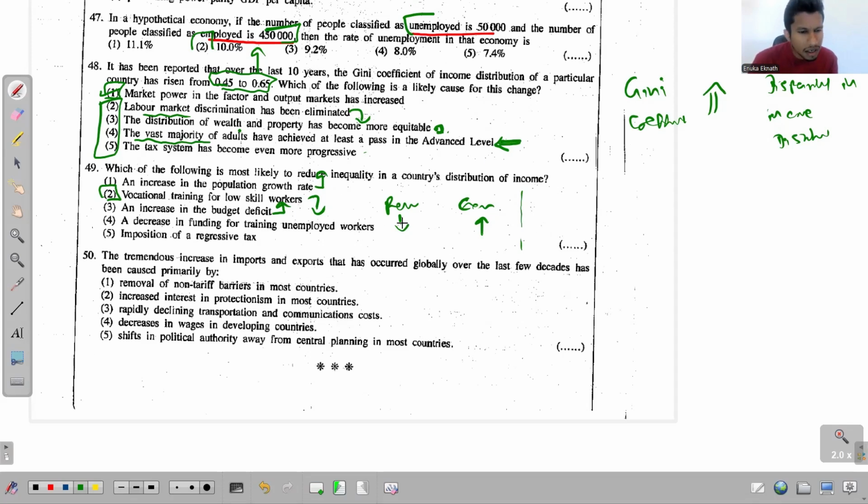Sorry, this one says decrease in funding for training unemployed workers. That is, unemployed workers. Simply the opposite of the second one. So if they decrease the funds allocated for training unemployed workers, their earning potentials will decrease, and when their earning potential decreases, the disparity of the income distribution will increase. The fifth one says imposition of a regressive tax. I said a little while ago that regressive taxes will increase the disparity in income distribution. So answer for this question 49 is the second one.